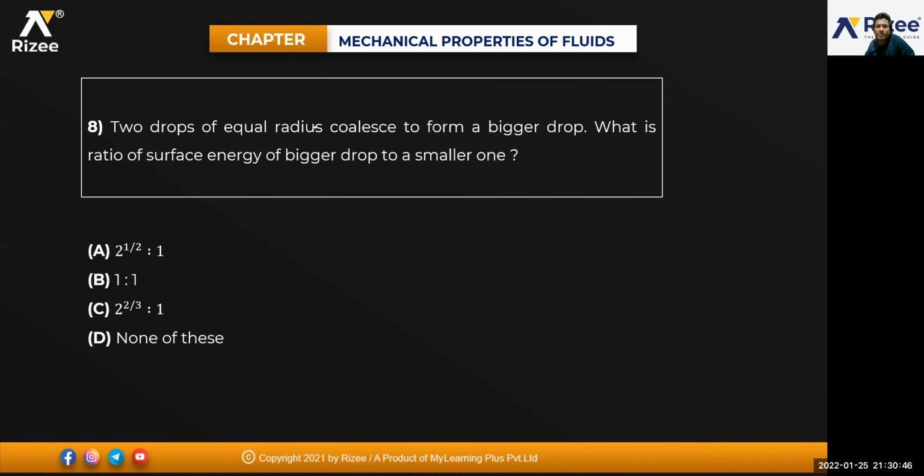Next one. Two drops of equal radius coalesce to form a bigger drop. What is the ratio of the surface energy of the bigger drop to the smaller drop? Come on, try to do it. This one and this one are coalescing to form a bigger drop. This one is capital R and this one is the smaller. The energy is u initial and this is your u final. Or else you can write this as u smaller and this as the energy of the bigger. Come on, try to do it better.